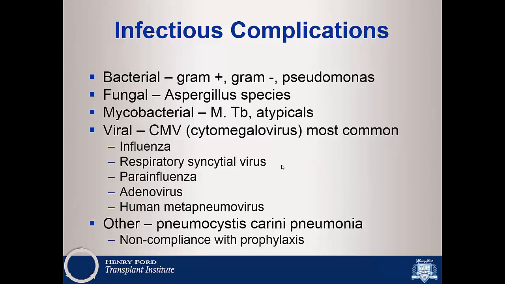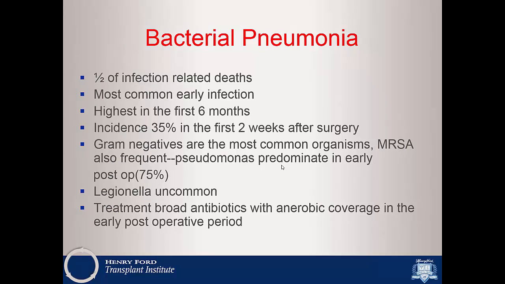So let's talk a little bit and focus on the infectious complications. We see a lot of bacterial infection. We're going to talk about fungal infections, mycobacterial infections, which tend to be atypical, viral infections, and then some of the prophylactic treatments that we have to prevent infection. So just to begin, bacterial infection results in half of the death that we see. It is the most common early infection, and its risk is highest in the first 6 months.